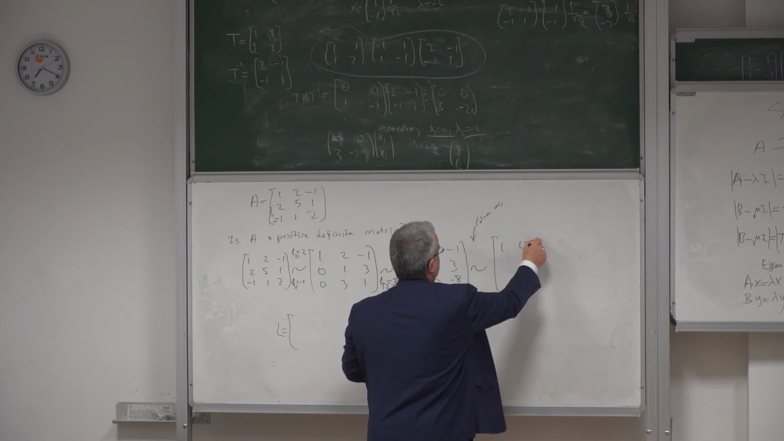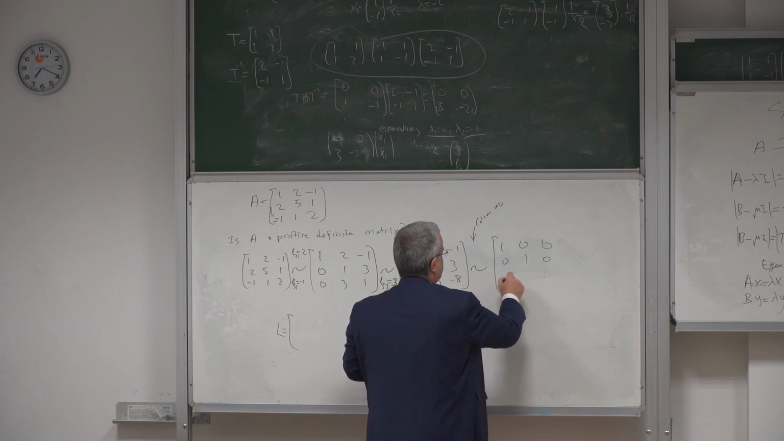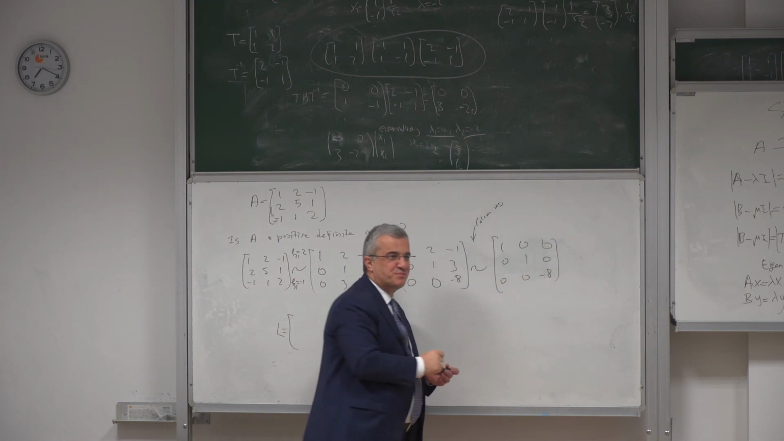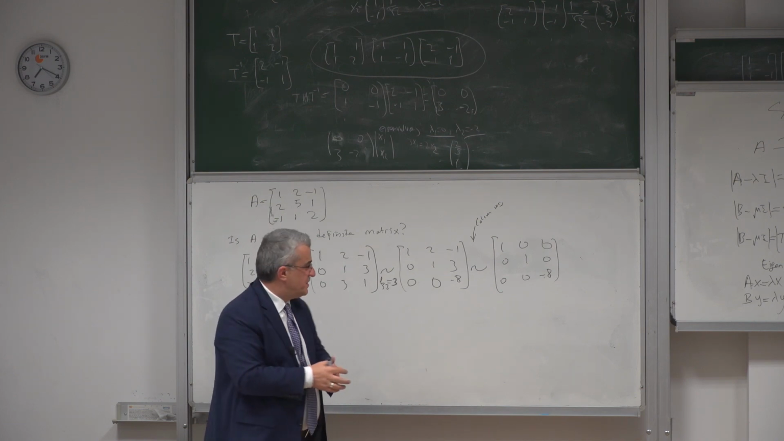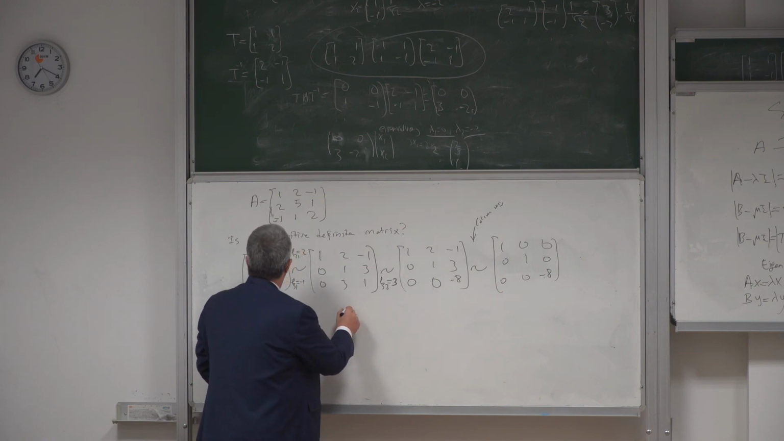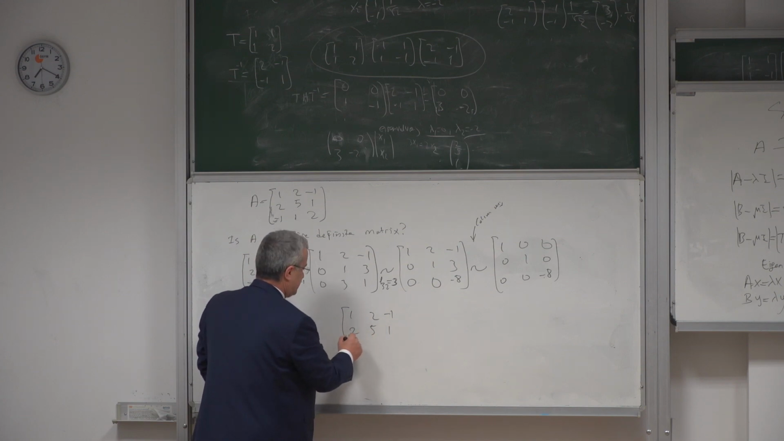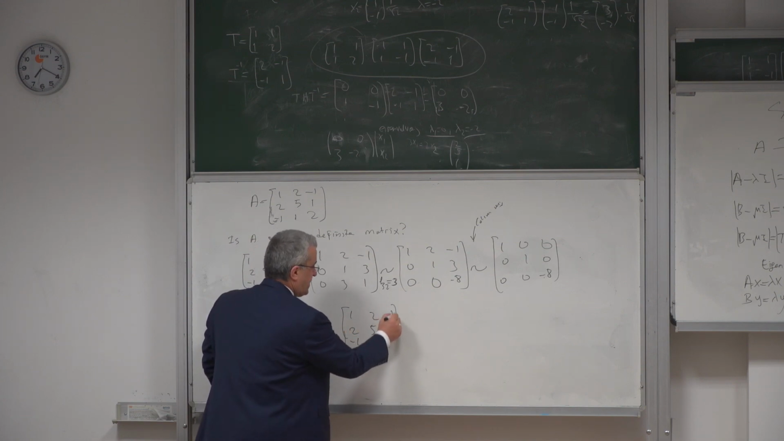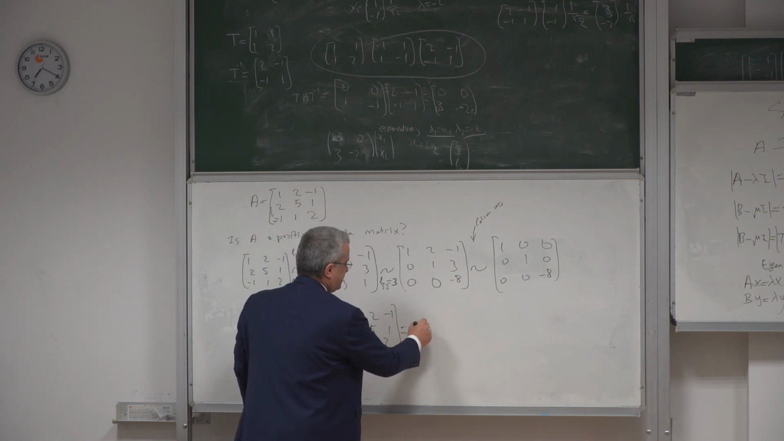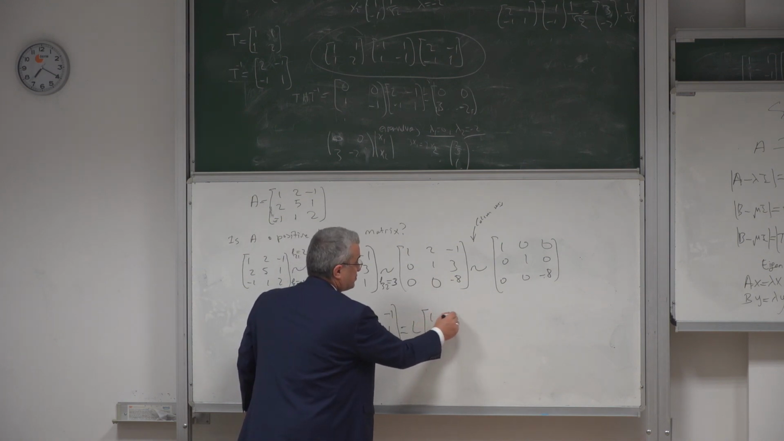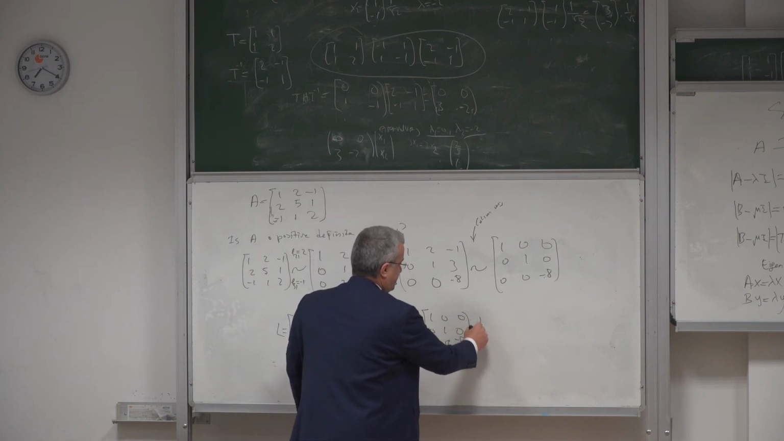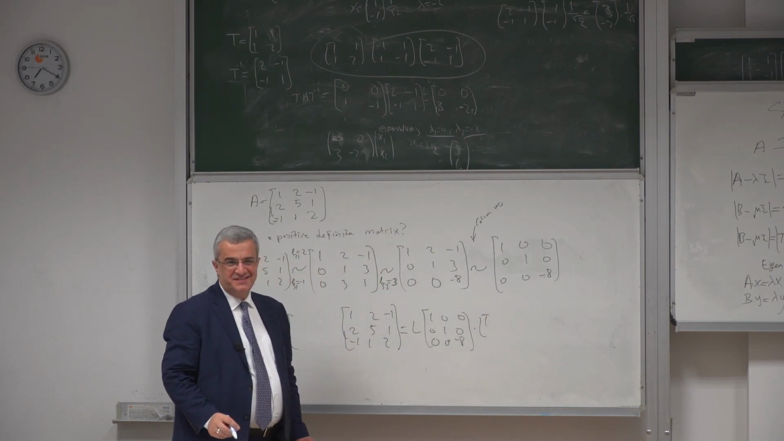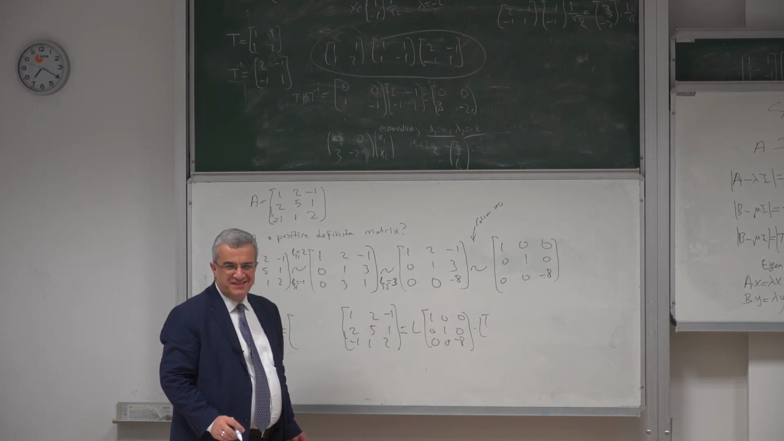So this becomes 1, 0, 0, 0, 1, 0, 0, 0, 8. This is so beautiful, okay? There is no need to further elongate it. And it turns out that [1, 2, -1, 2, 5, 1, -1, 1, 2] is equal to L times [1, 0, 0, 0, 1, 0, 0, 0, 8] times L transpose. Isn't that very beautiful? Yes?